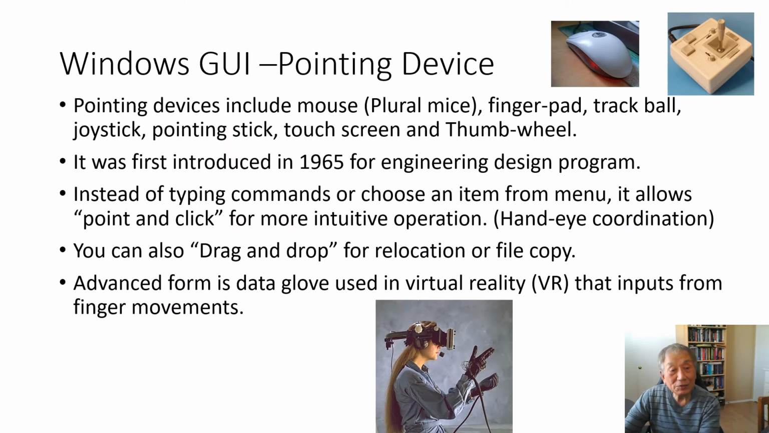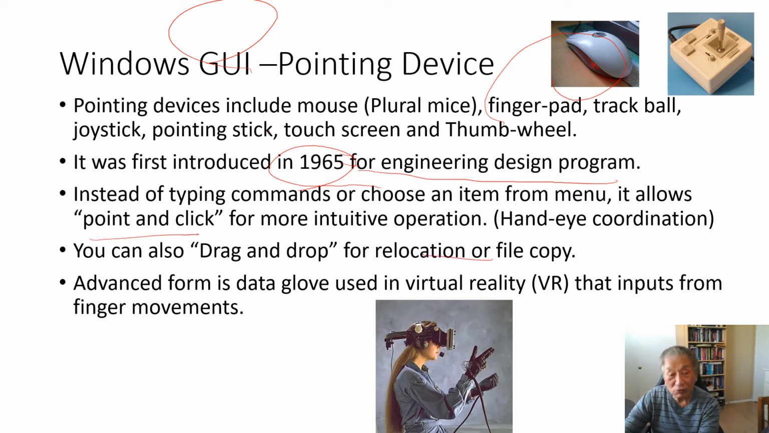Then Windows has pointing devices. The mouse is actually the pointing device. What it does is point and click. That's the idea, and that makes the interface much faster. It was originally invented in 1965 for engineering design, but now it is very common.